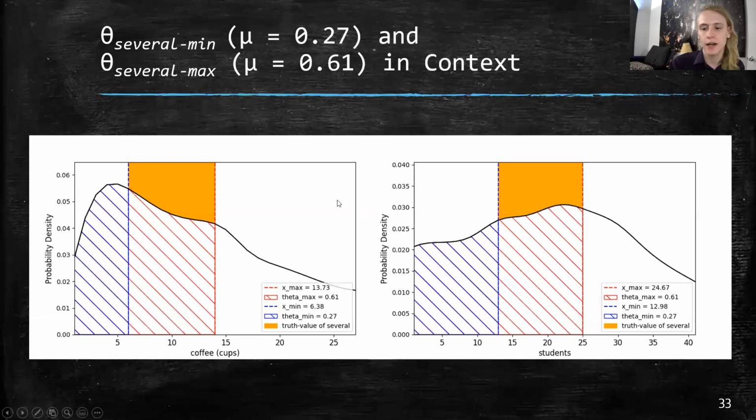For several, we see anywhere between 7 and 13 cups of coffee is several cups of coffee. And then finally, for students, anywhere between 13 and 25 students. It's very interesting as well to see that the lower bound of students here is basically the upper bound of few, right? So although the thetas are stable, we do see very heavily shifted x-mins and x-maxes.